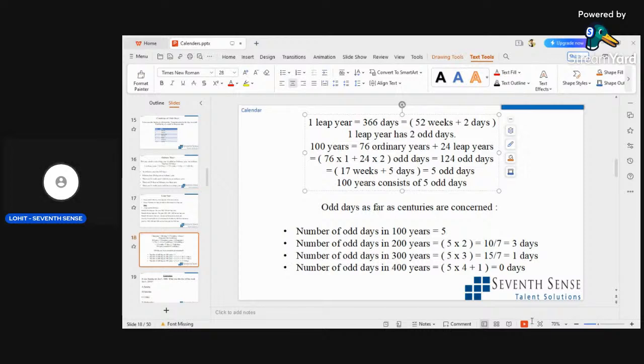In the chat box itself, I have posted the answer here. If you divide 100 by 4, you're going to get 25. But here I have written 24 leap years. Why have I taken that one out? Is 100 a leap year or not? Now it's your chance to give the answer. Is 100 a leap year or not?